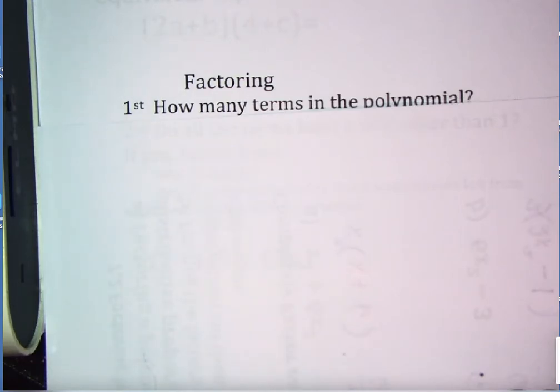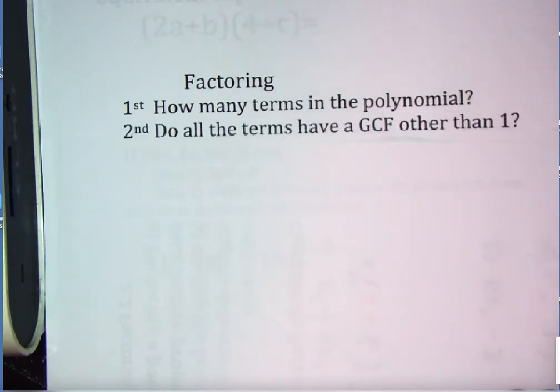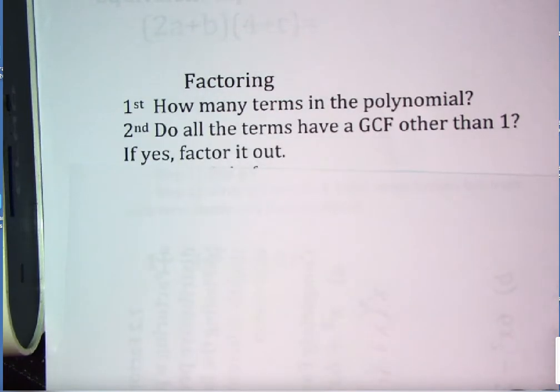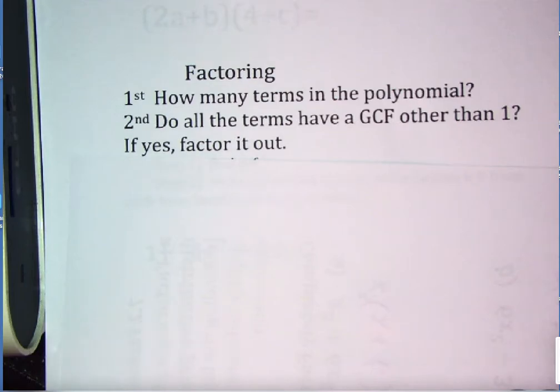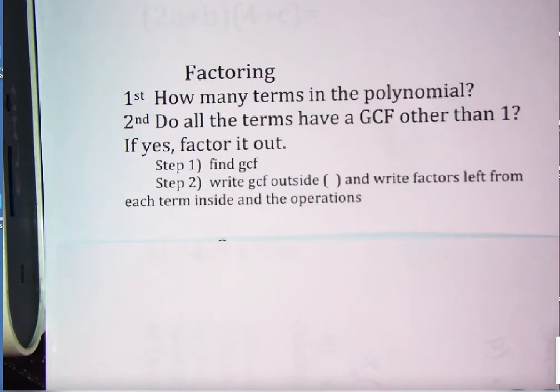So step 1, I always want you to think about how many terms in the polynomial. Always going to be really important. Is it 2? Is it 3? Is it more than that? The second thing I want you to think about is, do all the terms have a GCF other than 1? So if there's 3 terms, do they have a GCF other than 1? If yes, factor it out. Okay? And this is what we're going to do. When we say factor, we say find the GCF, write the GCF outside the parentheses, and write the factors left from each term inside and the operation, so it's a pair.